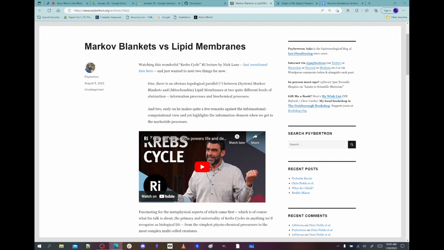So this actually gives you abstractions at two different levels of systems: the information processing aspect and the biochemical processing. Lipid membranes allow you to think about systems boundaries at the biochemical level, and Markov blankets allow you to think about this at the information level. But also, Markov blankets give you a route to thinking about this in terms of thermodynamics. So it links them together nicely. So that was the first parallel.